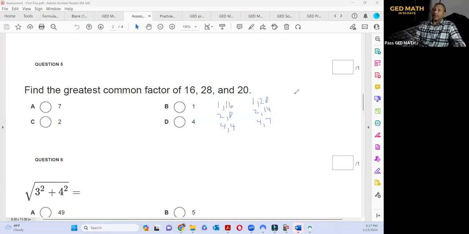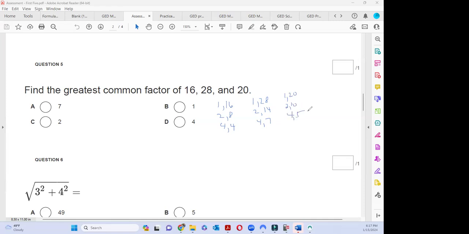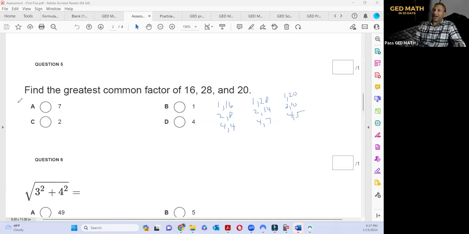Now we do 20. Find the factor pairs. What two numbers can we multiply together to get 20? 1 times 20, 2 times 10. 3 does not go into 20. 4 times 5. So we want to find the highest number in all 3 lists. 4, 4, 4. So that's the second way, or how you're supposed to do it. But that's how you would do that problem.